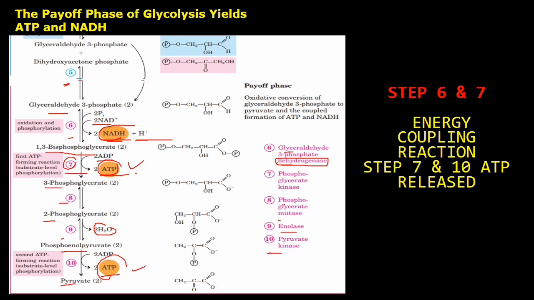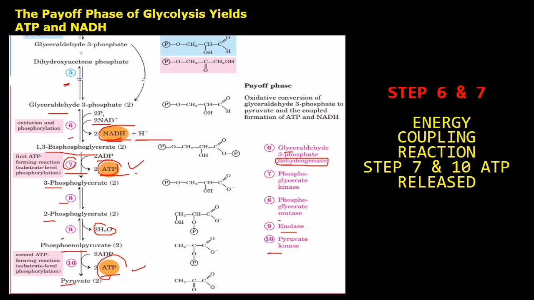The very important stages of the payoff phase are stage numbers 6, 7 and 10, because steps 6 and 7 are known as the energy coupling reactions, and steps 7 and 10 are known as the ATP releasing steps.